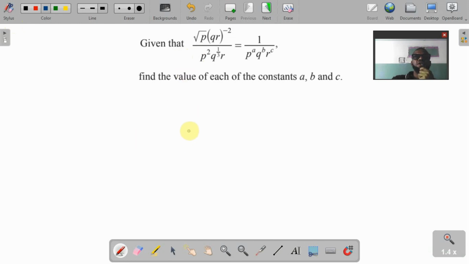I'll be solving this Cambridge additional mathematics question on indices. When you look at the question very well, you find out that we are going to apply several laws of indices to solve the problem.